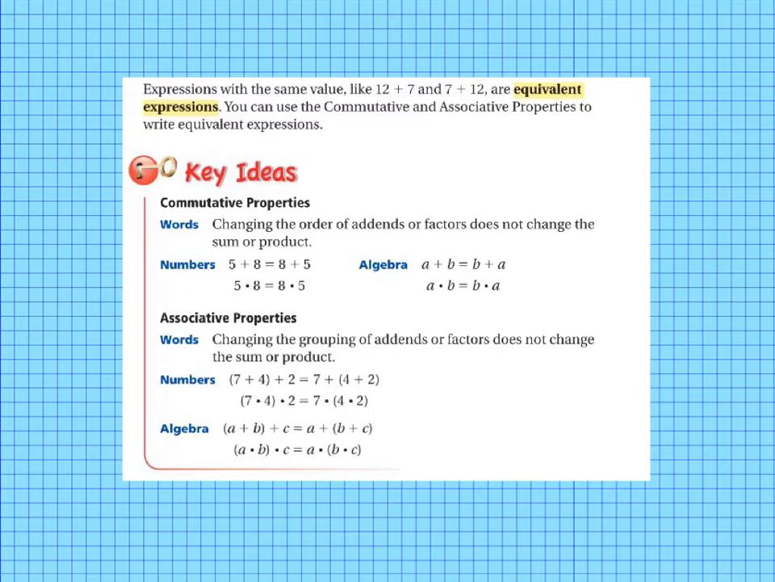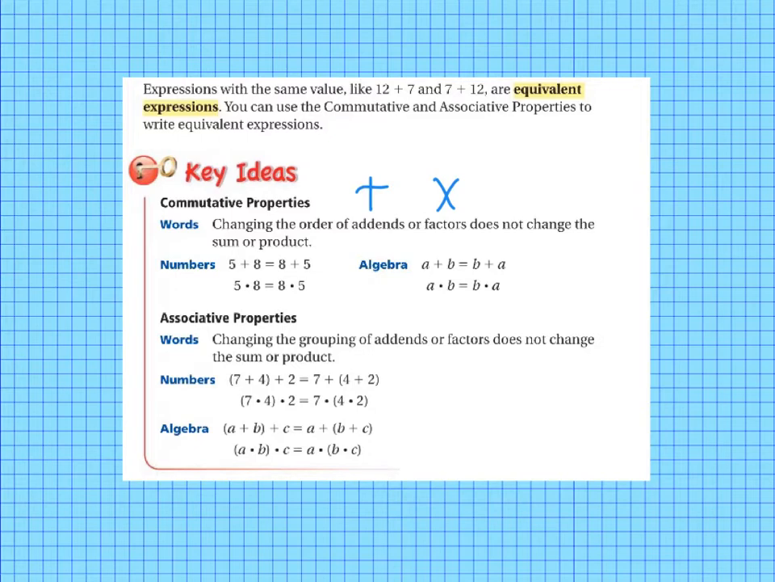So if we're talking about the commutative property of addition, it would be addends. And if we're talking about the commutative property of multiplication, it would be factors. So if we're changing the order of those, it does not change the sum or the product. Some examples are 5 plus 8 equals 8 plus 5, or 5 times 8 equals 8 times 5. And with variables, in algebra, it would be a plus b equals b plus a, and a times b equals b times a.